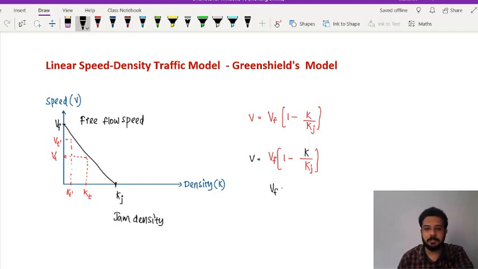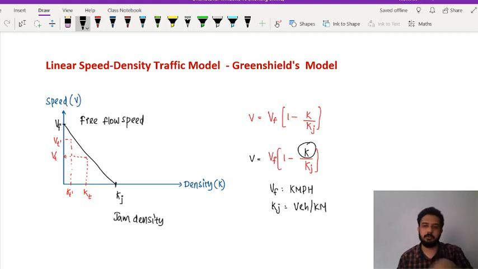So here we generally substitute Vf in kilometers per hour and Kj in vehicles per kilometer. If you are taking kmph and vehicles per kilometer, the K value which you are substituting here should be in vehicles per kilometer, then only it will cancel and you will be getting a unitless value. So the left hand side V will have whatever unit you substitute for Vf. In case they are giving or asking in meters per second, we have to properly convert the units. V and Vf should have the same unit, K and Kj should have the same unit.